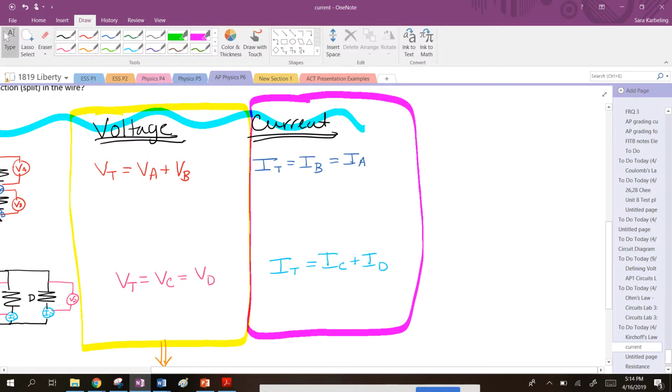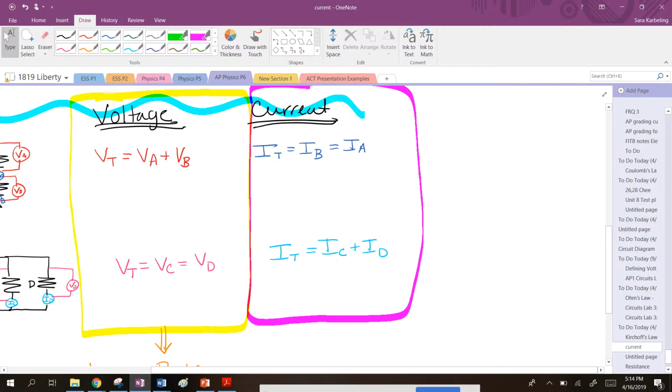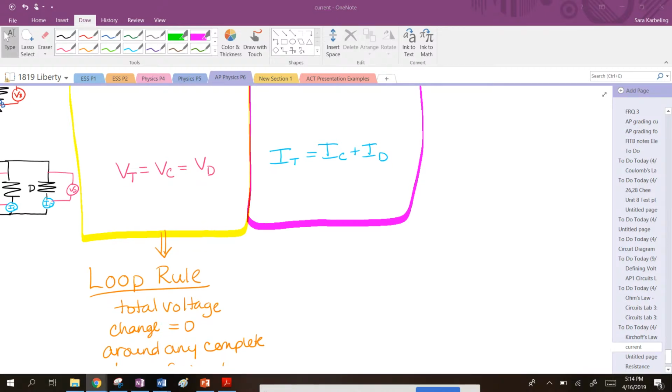Okay. So the current observations lead to what we call the junction rule. So let's see if we can get my stylus to work here. There we go.